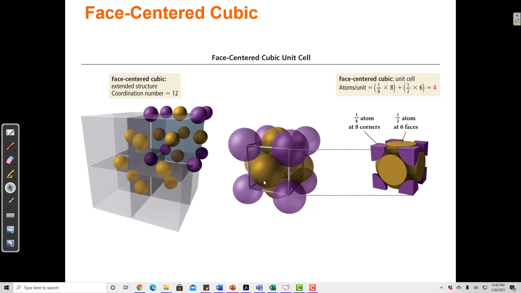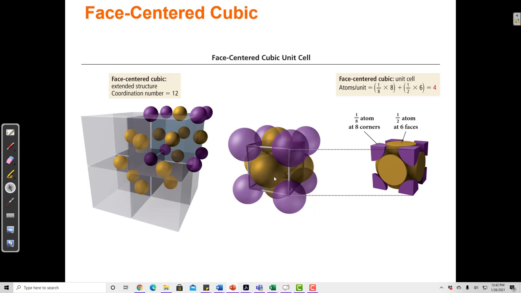How many atoms are in a unit cell? Well, I still have the 8/8 because I'm always talking about these purple ones being at the corner and they always get sliced into eighths. So I have 8/8, that's one atom. I don't have one in the middle anymore, so I don't have an atom that does not get sliced. Every atom gets sliced in this one.